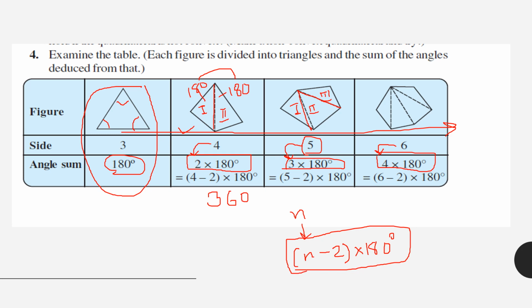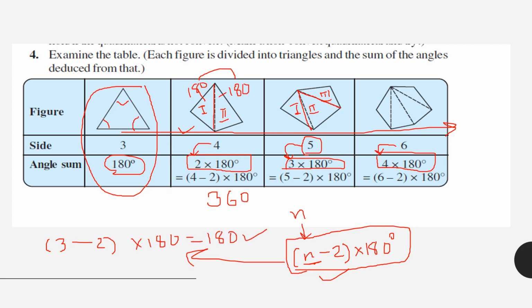Suppose you take a triangle. Let's check the formula. What is the value of n in a triangle? Very simple. A triangle has three sides. So n is equal to 3. So 3 minus 2 is how much? 3 minus 2 is 1, into 180 equal to how much? 180 only. Hence, it is correct for triangle.